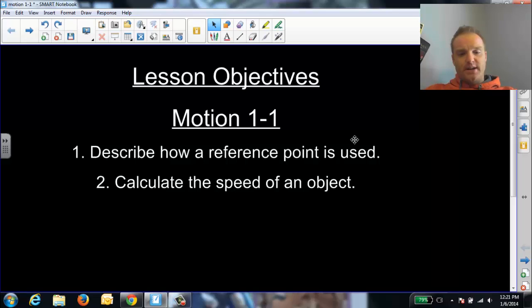And so our objectives today, guys, you do not have to write these down, are to be able to describe how a reference point is used and to be able to calculate the speed of an object. Those two big ideas for the day.